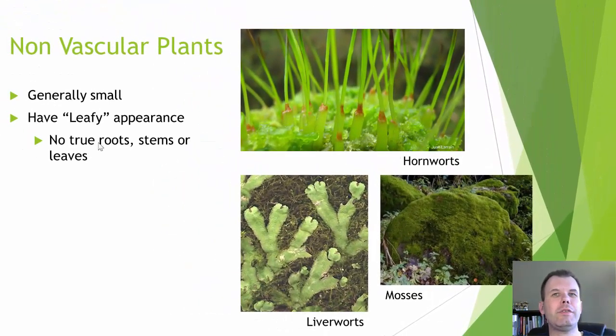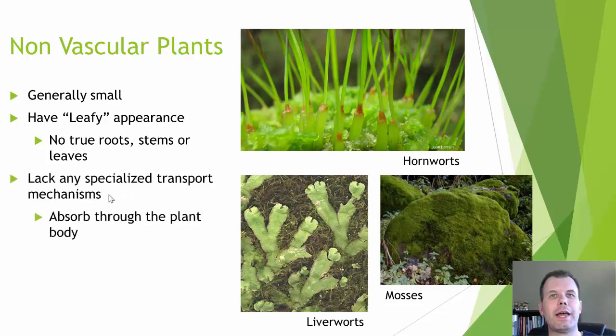Okay, they have a leafy appearance. They don't have any true roots, stems, or leaves associated with them. And again, they lack any specialized transport mechanisms, no vascularity, no phloem, no xylem, and basically what they do is they absorb water through the plant itself. And so where you're going to find these things in very moist areas, areas that are going to be very close to the water, damp areas where we're going to grow, that's where you're going to see these mosses, liverworts, and hornworts. And so the mosses are included in this group, the liverworts, and then the hornworts as well.